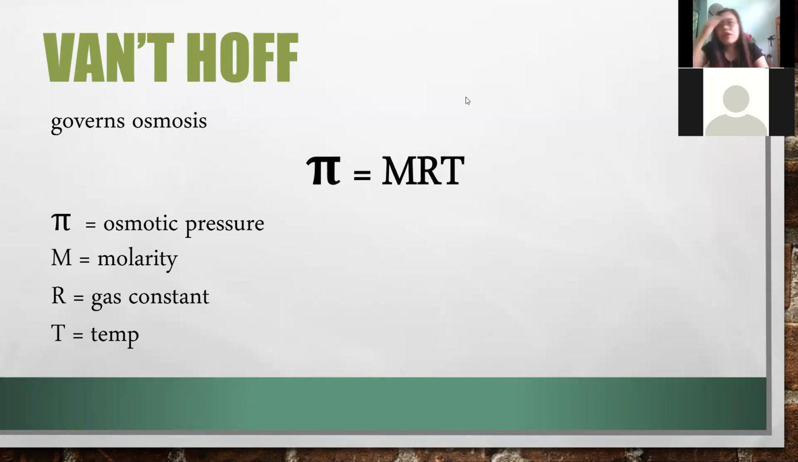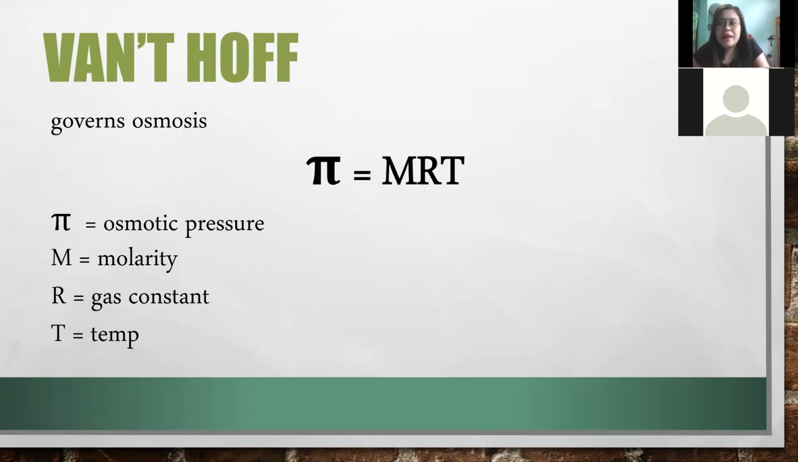The law that governs osmosis is called Van Hoff's law. Again, it's Van Hoff's law. For vapor pressure, it's Raoult's law. This time, it's Van Hoff's law, and we use this formula, pi equals MRT. In mathematics, pi is 3.14, but for chemistry, pi is the osmotic pressure. Do not forget that pi is the osmotic pressure.